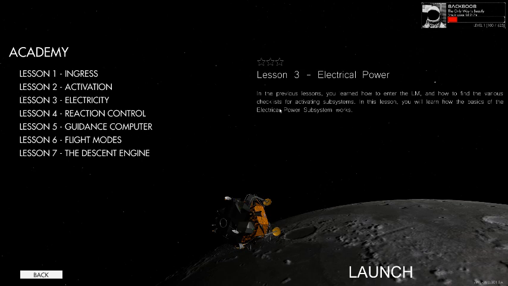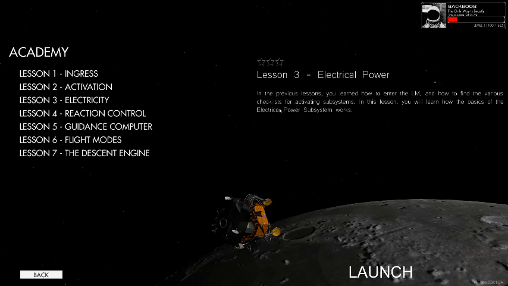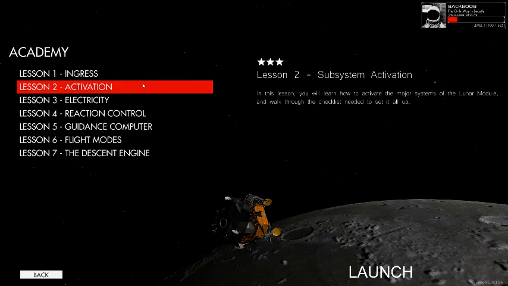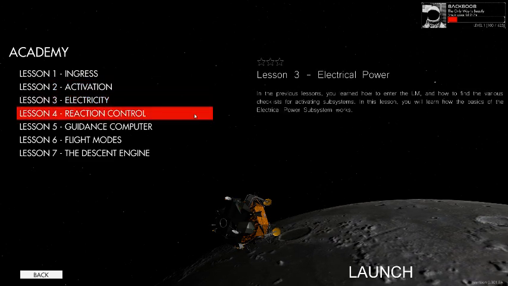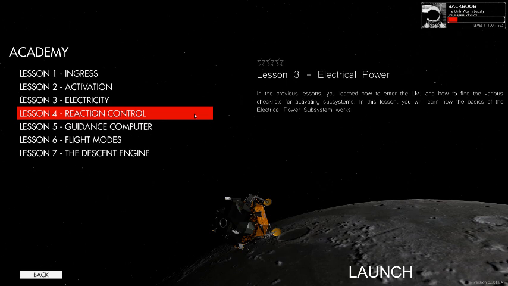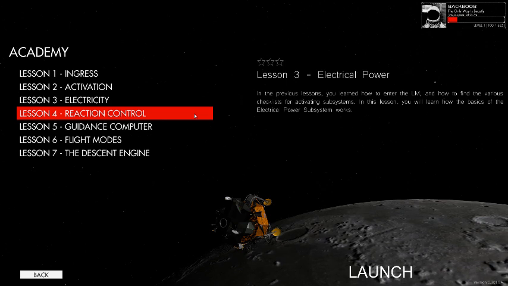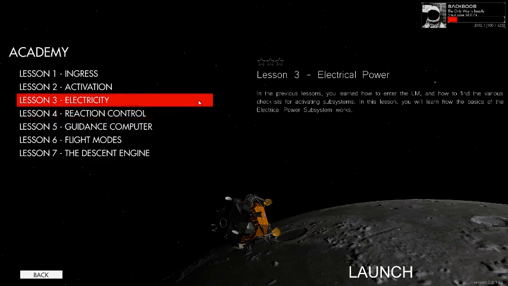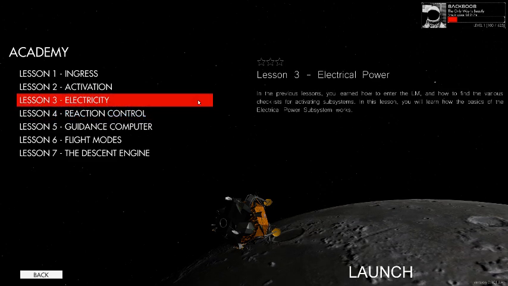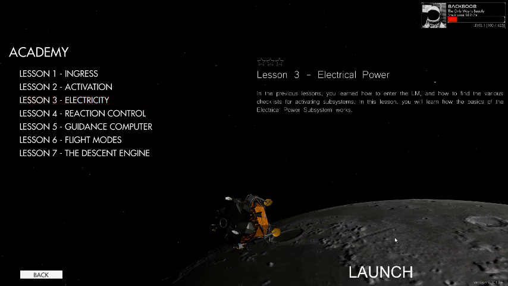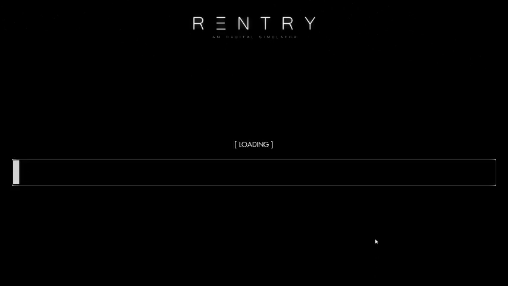Lander. I haven't done this one, as you can clearly see, there's no stars on it. I have done the second one. I have yet to edit that one because it took me quite a while to do it. And yes, I forgot to mute my phone yet again. So where are we? Right. No, I don't want the reaction control system. I want the electrical power system. Okay, let's get this started.